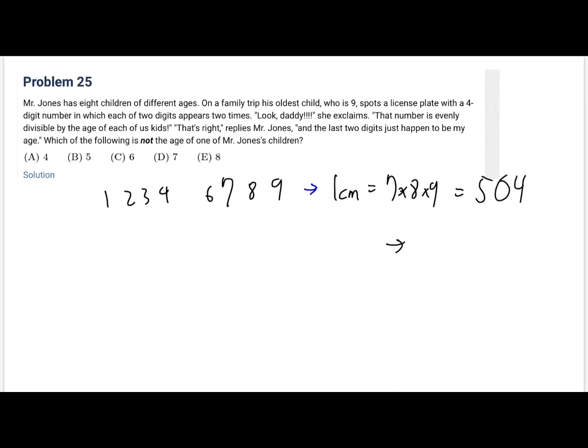So this could mean 5544, because this is 504 times 11. So this would be the number on the license plate, and the following is not one of the ages of Mr. Jones' children. That would be the missing 5. So it's 5B. Thank you for watching.